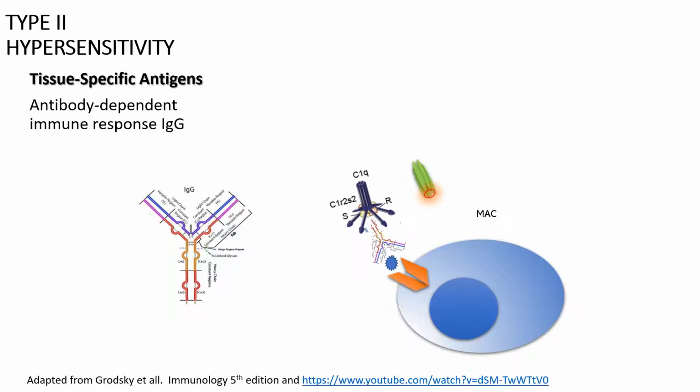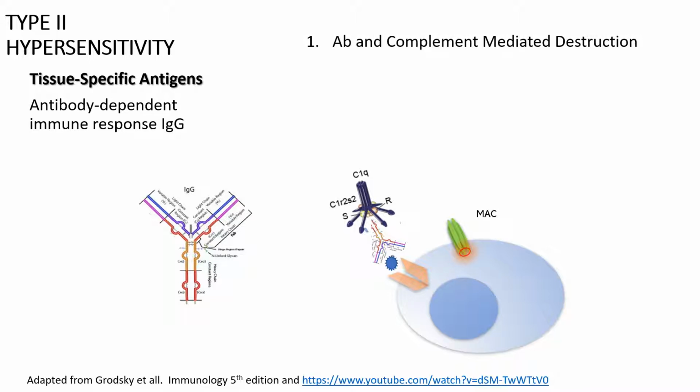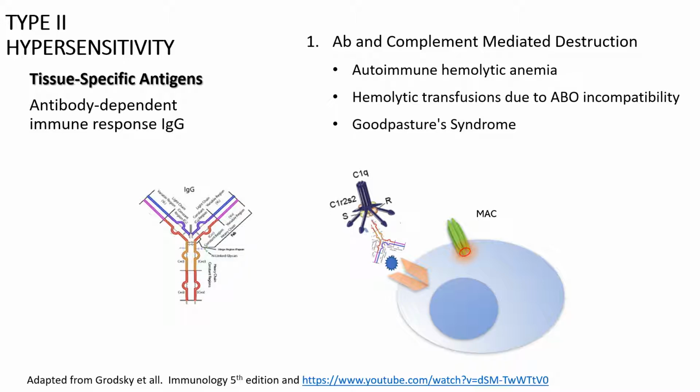This complement activation eventually recruits MAC, who's not of Scottish descent, it's the membrane attack complex. And this will destroy the cell that's bearing the allergen or the drug that's immunogenic. This is called antibody and complement-mediated destruction because it requires the IgG and it requires the activation of the complement system. And it's not unusual to see it.